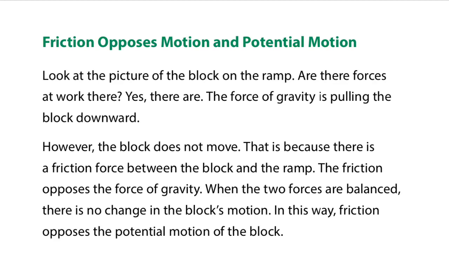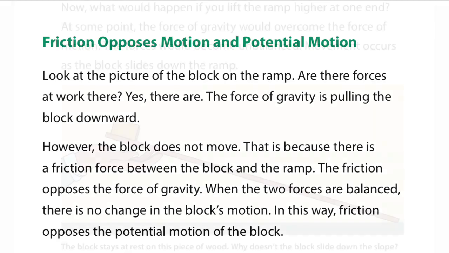Friction opposes motion and potential motion. Look at the picture of the block on the ramp. Are there forces at work there? Yes, there are. The force of gravity is pulling the block downward. However, the block does not move. That is because there is a friction force between the block and the ramp. The friction opposes the force of gravity. When the two forces are balanced, there is no change in the block's motion. In this way, friction opposes the potential motion of the block.